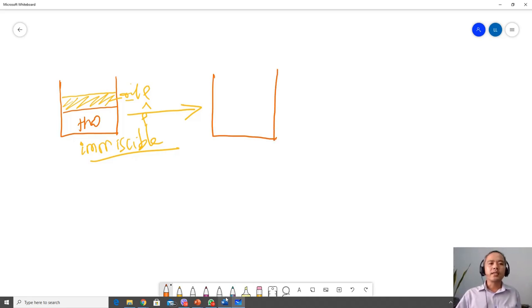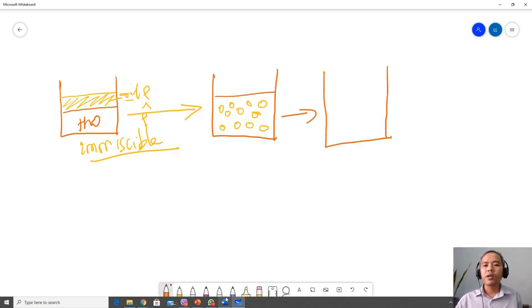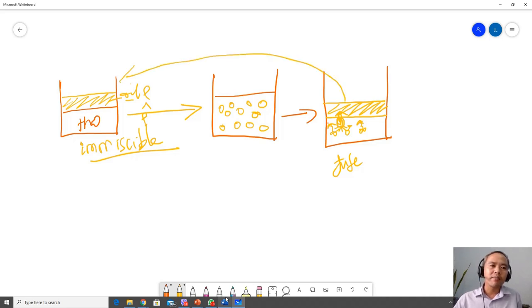If we mix this vigorously, what do we see? We see that the oil will disperse in water, separate into droplets and disperse in the water. And if you stop mixing, what would happen? The oil droplets will come together with each other, merge into each other and become larger droplets. They move up, and when they become larger droplets, they move up even faster. At the end, you will see that the oil separates again into the top layer. It goes back to the same as the beginning.